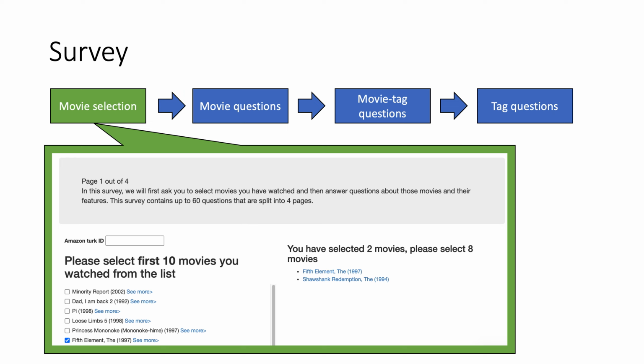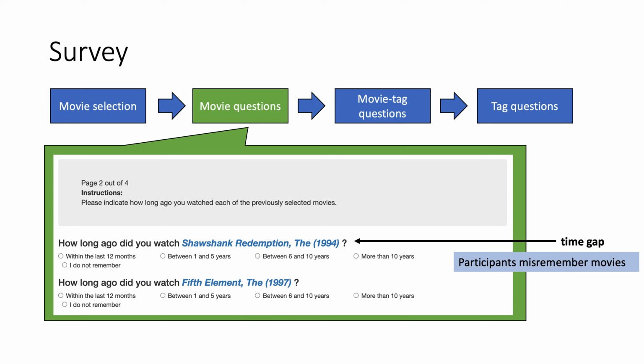In the first part, we asked an annotator to pick the first 10 movies that they watched from a list of movies that were ordered randomly. We randomized the order of movies to ensure that all movies had an equal chance of being rated. Second, we asked annotators how long ago they watched movies that they have selected, because from our semi-structured interviews we found out that participants sometimes just misremember movies. And I'm going to refer to this question as time gap.